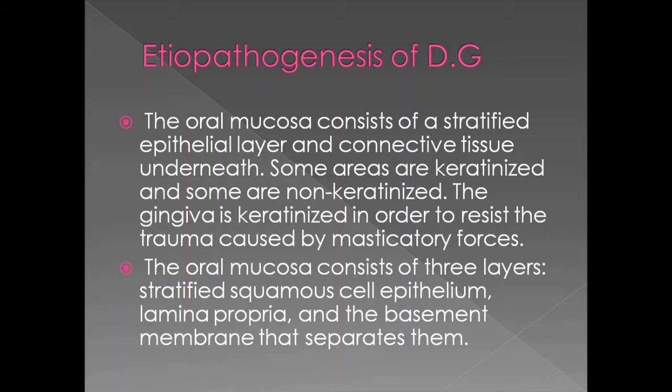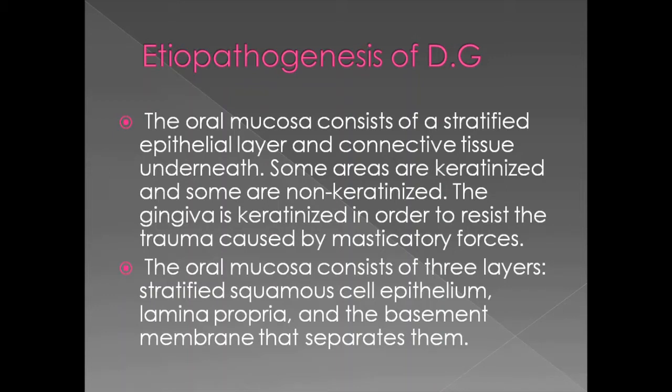First of all, I will be discussing the etiopathogenesis of desquamative gingivitis. That means I will be talking about overall diseases that will be covered in desquamative gingivitis. The oral mucosa consists of a stratified epithelium layer and connective tissue underneath. So we all know the oral mucosa consists of a stratified epithelial layer and underlying connective tissue.